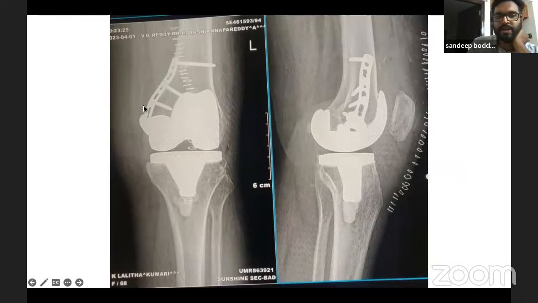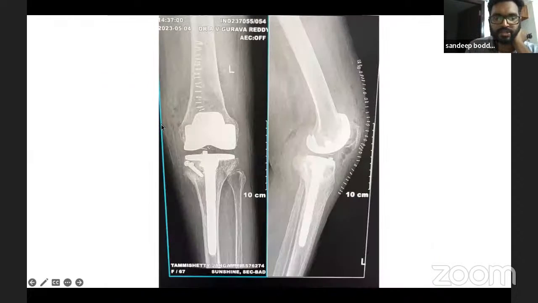And here you can see a plate in the post-op X-ray. So our expectation is there was a medial condyle fracture, which was plated during surgery. In this X-ray, you can see the screws, the entire implant, the femur is sitting well, the tibia is sitting well, cementation is adequate, but you can see two screws without any cement.